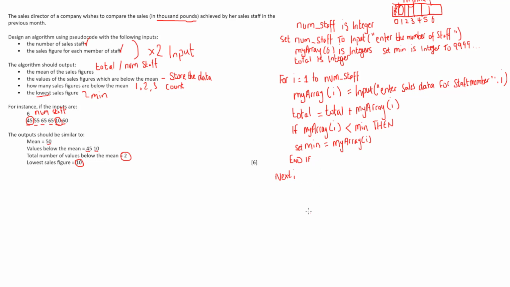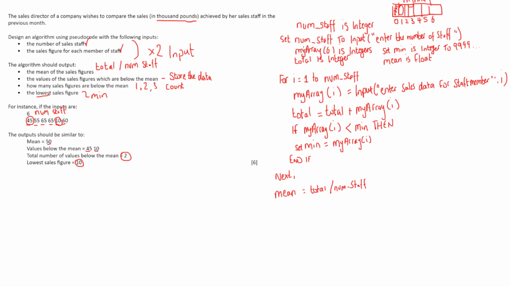to calculate the minimum. Now outside of here, I'm going to need another variable, mean is, and I'll give it a value of float because the mean can be a floating point number, and I'll calculate the mean. Mean equals total divided by the number of staff. And that'll calculate the mean. So now we need to know the sales figures which are below the mean. And we also need to know how many sales figures are below the mean.